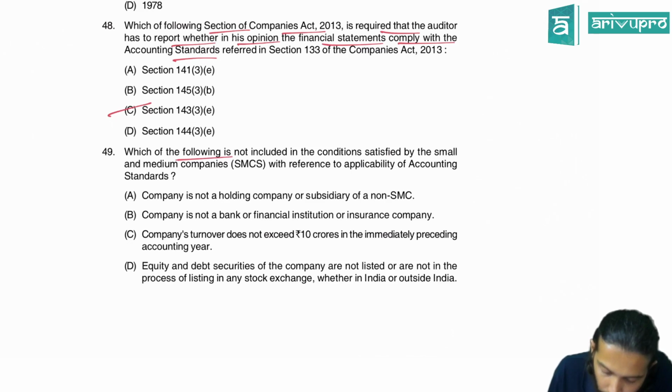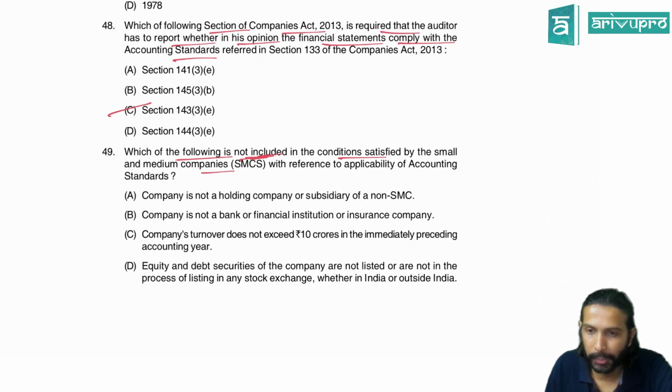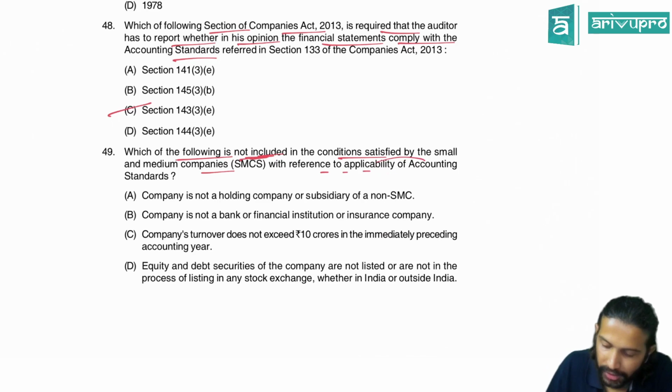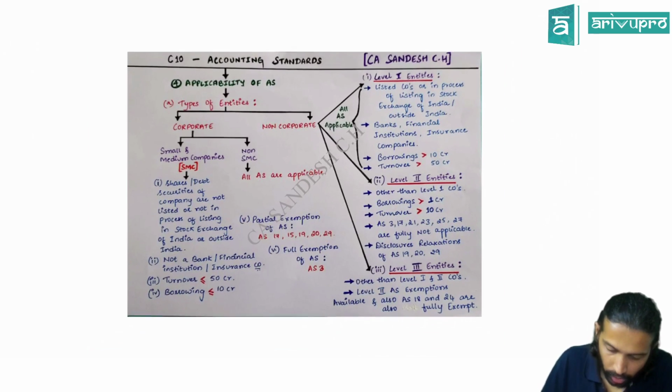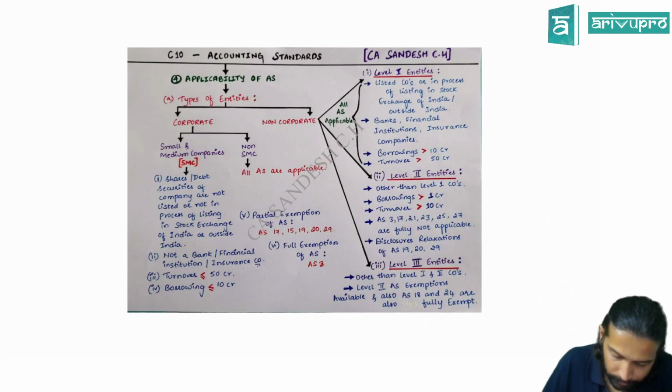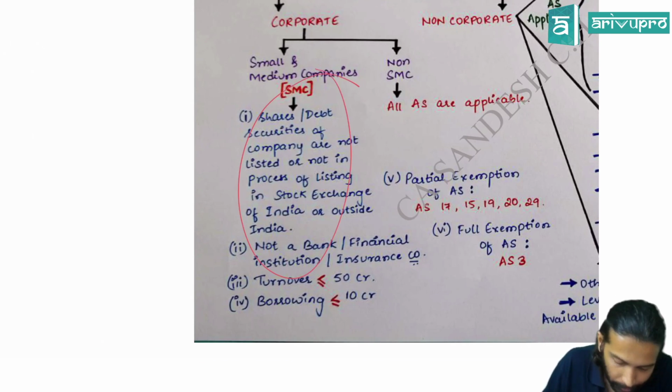Next one. Which of the following is not included? Underline that word, not included, in the conditions specified for small and medium companies, with reference to applicability of accounting standards. If you remember, we had done a chart on applicability of accounting standards. I will show you that. This one. Remember? In this we had discussed SMC. SMC means small and medium companies.